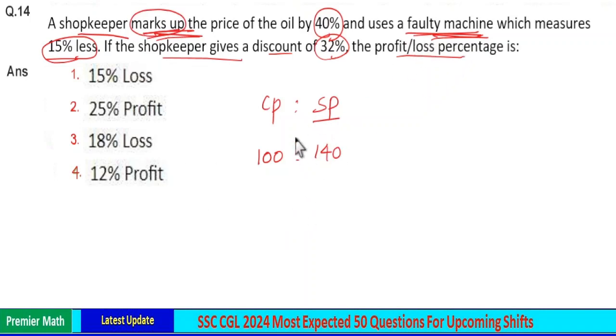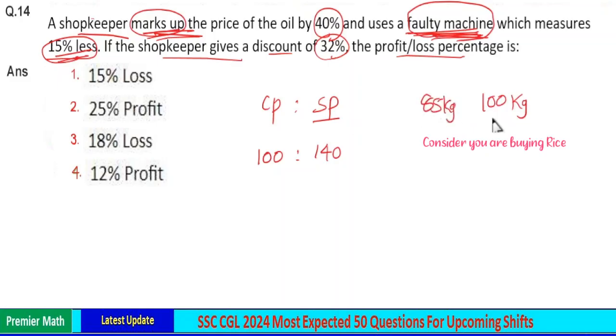Here, he uses a faulty machine. This shopkeeper uses a faulty machine to generate profit. So in that case, this machine measures 15% less means if you are asking for 100 kilogram, the machine will only give you 85 kilogram, but it shows it as 100 kilogram. Then you believe it is 100 kilogram, but you only get 85 kilogram. In that case, he only costs 85 kilogram, but you are giving him 100 kilogram price.